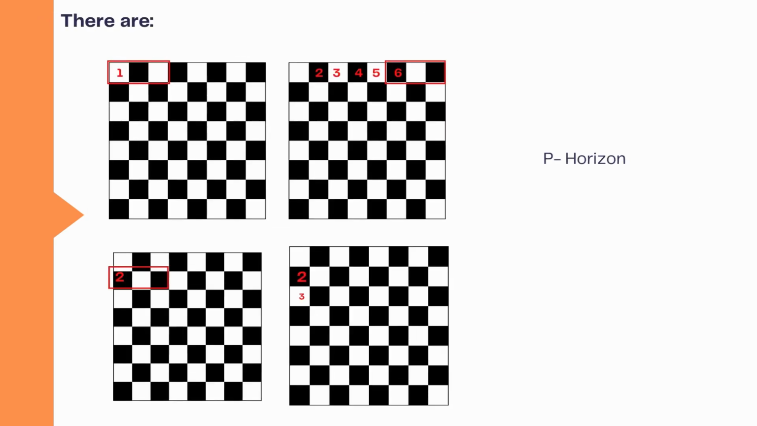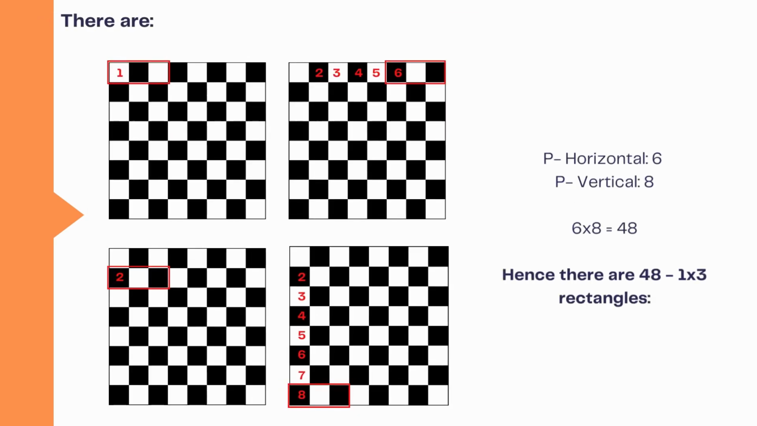For 1 by 3, imagine a 1 by 3 grid line that moves horizontally and vertically. Horizontally, it can move up to 6 spaces until it stops. Vertically, it can move 8 spaces until it stops. Therefore, we can say that it moved 6 by 8. Hence, 6 by 8 is 48. So there are 48 1 by 3 rectangles.